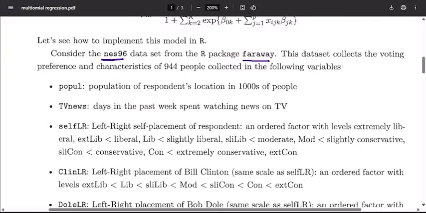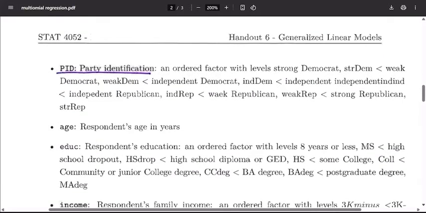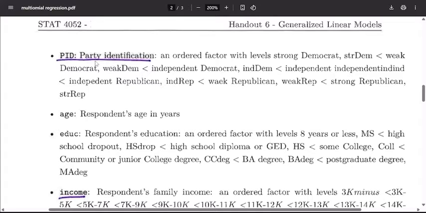We have a data set in R that we're actually going to use. We'll consider the nes96 data set from the package faraway. The data set collects the voting preference and characteristics of 944 people in the following variables. You have population, TV news, and so on. Now, this looks like political data. We got a lot of variables. But now, party affiliation, okay, party affiliation is what we're interested in as a response.